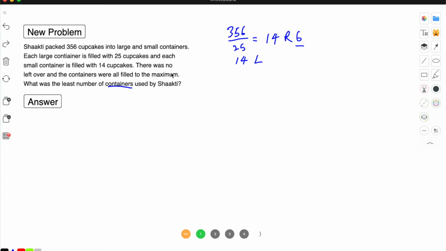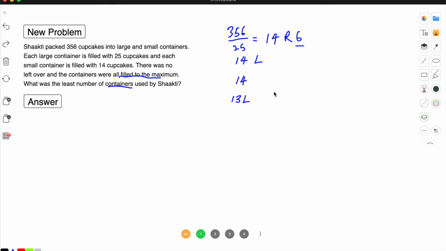For this 6, we're going to use the smaller containers, but smaller containers can take 14 cupcakes. So it means that it will not be filled to the maximum. In other words, this will not fulfill the requirement in the question. So what we need to do is to reduce the number of large containers being used. So instead of 14, let's use 13 instead.